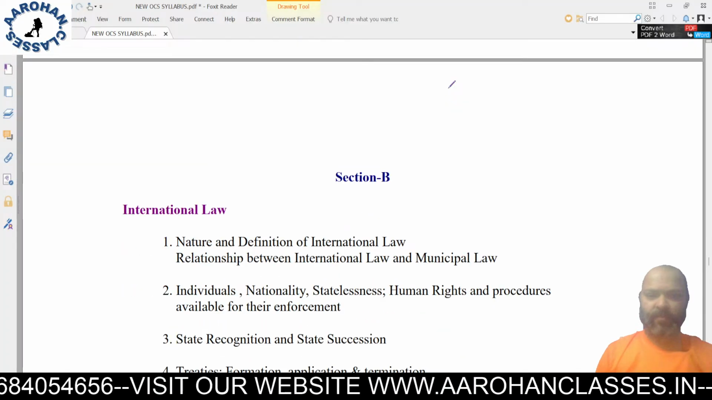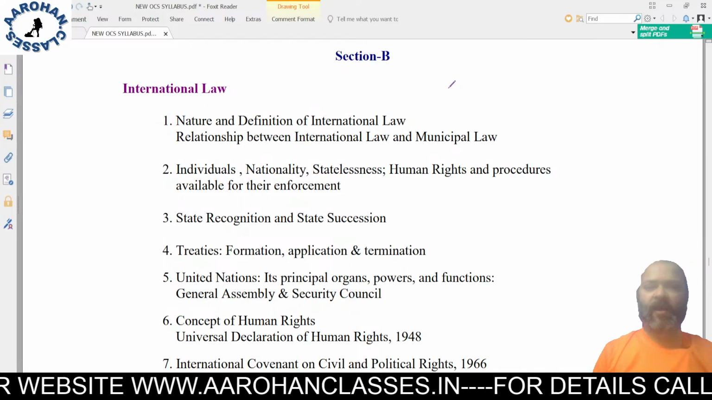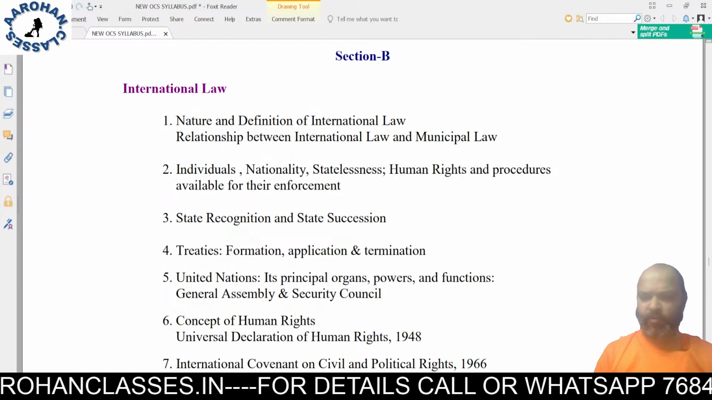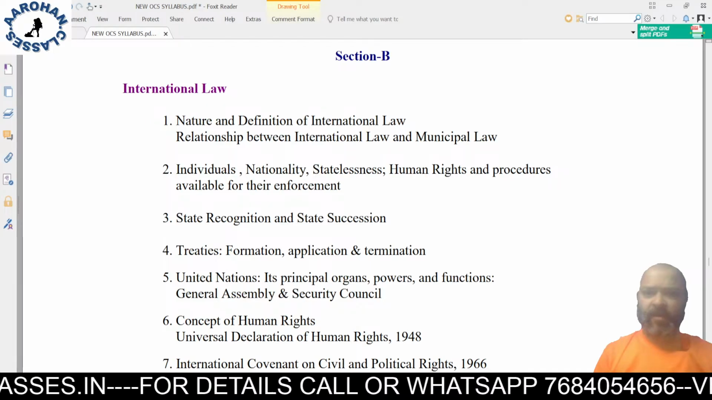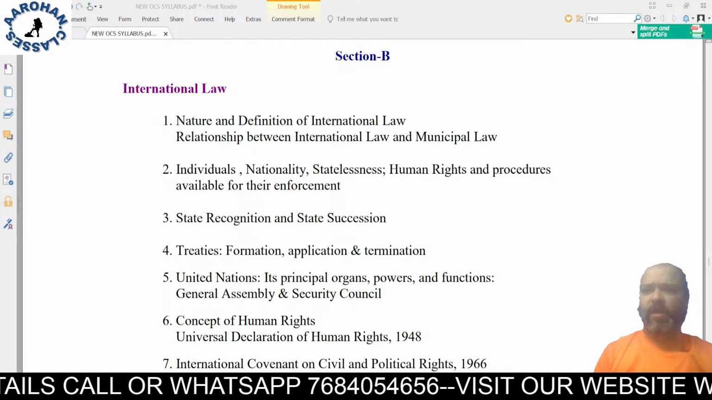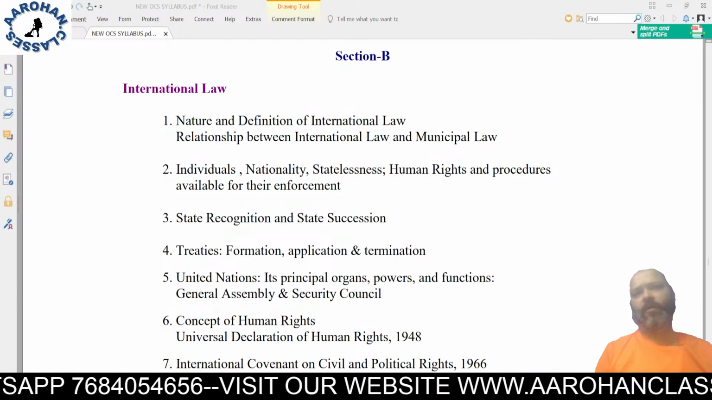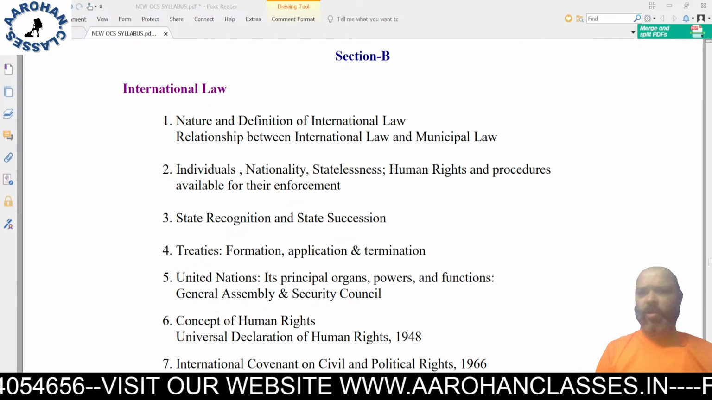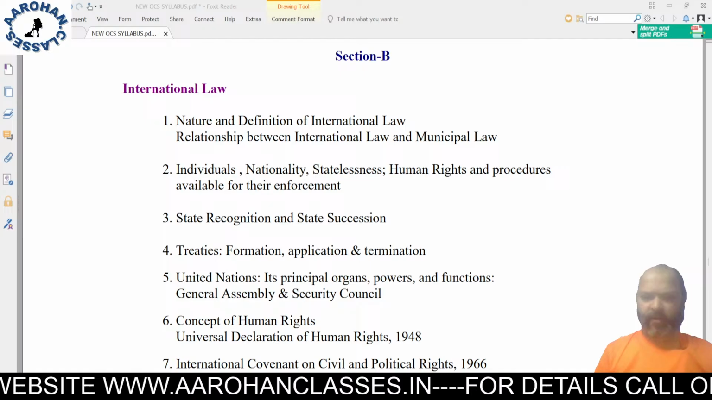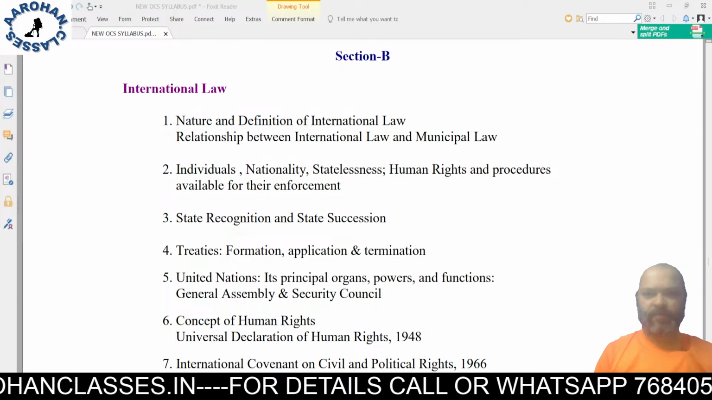Section B basically is international law. Out of the various textbooks that we have, one of the most common books that you can follow is that of Kapoor. It is quite a famous book, and it is point-wise, so a lot of the answers you can get in points. So SK Kapoor, International Law and Human Rights, that book we will be following.